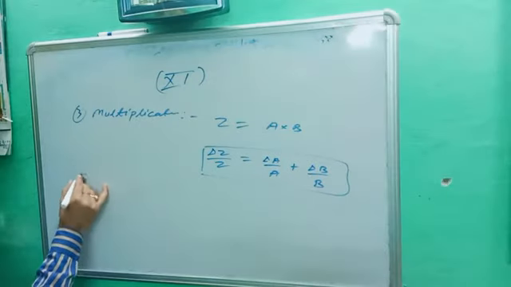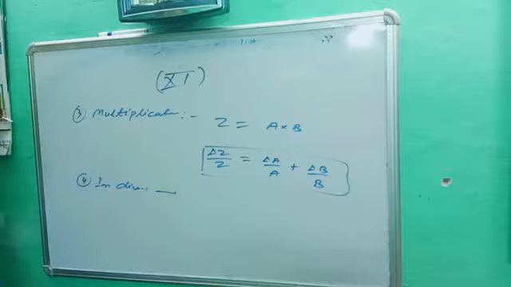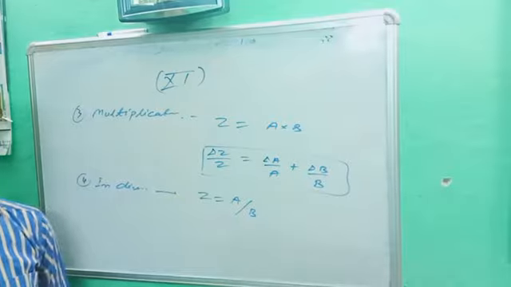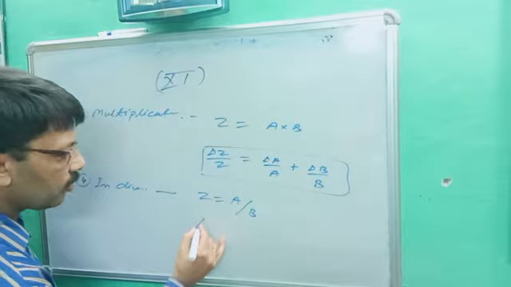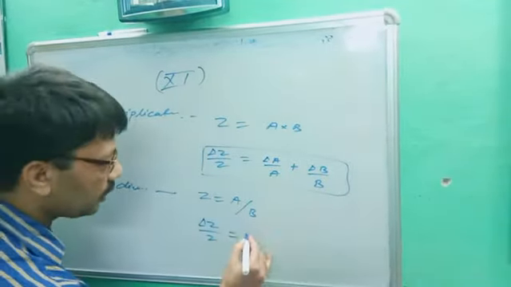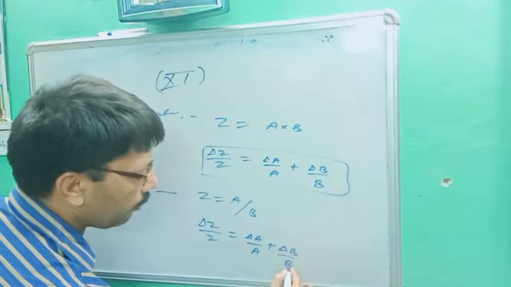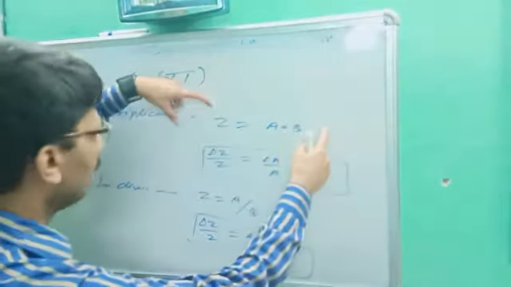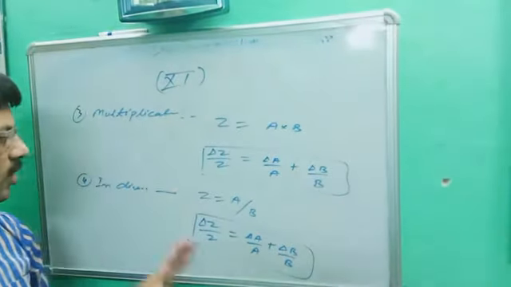Similarly, in division, fourth formula, in division, formula Z is equal to A divided by B, like velocity is equal to displacement upon time. What formula will you use? Directly you will use the formula del Z upon Z is equal to del A upon A plus again del B upon B. This is the formula for division. You can see the formula for multiplication and division is the same. They are treated equally.